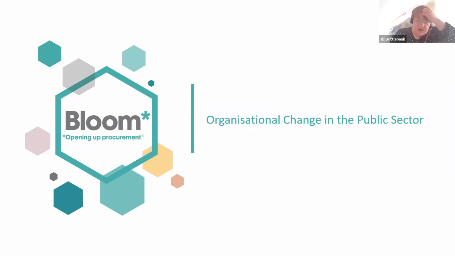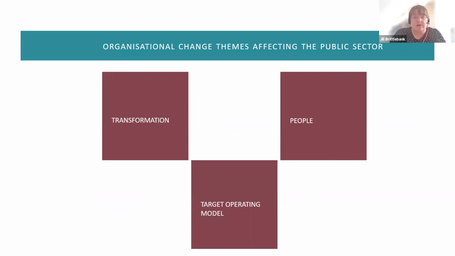I wanted to start just by making sure we're on the same page in terms of the definition of what we mean by organisational change. And for purposes of today, it means changing any major component of an organisation, such as culture or process or infrastructure technology. But in terms of NEPO 3 framework, the three main themes are around people, target operating model, and transformation.